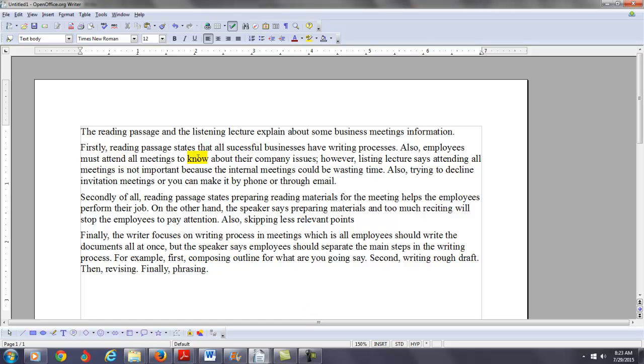Okay, you say also, employees must attend all meetings to know about their company issues. However, you can just say here if you want, the lecture says that attending all meetings is not important because internal meetings could be wasting time. Also, you might want to say here, you need a subject. Employees, you might say, should try to decline meetings.